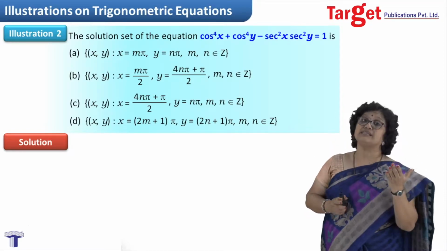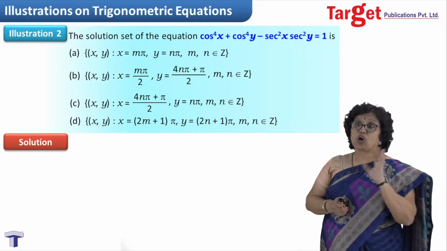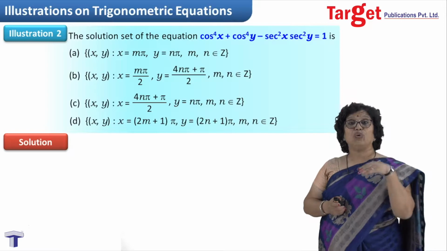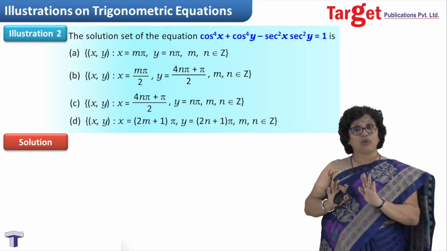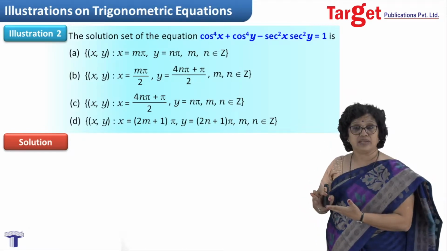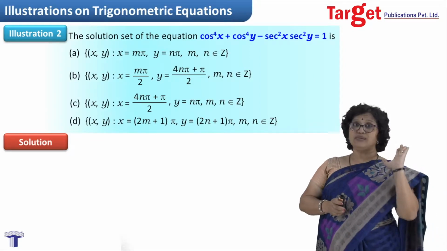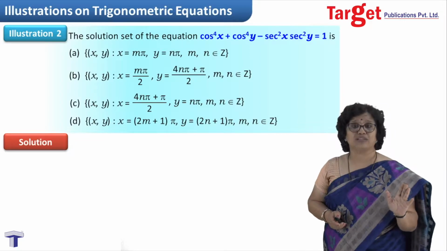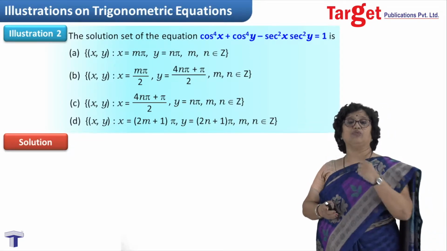That would increase the degree of the equation, because cos square x and cos square y will get multiplied to cos 4th x, and that will give you an 8th degree equation. You are not able to handle even a 4th degree equation, so don't even dream of solving an 8th degree equation. So I am not going to replace sec square x, sec square y as 1 upon cos square x into 1 upon cos square y.